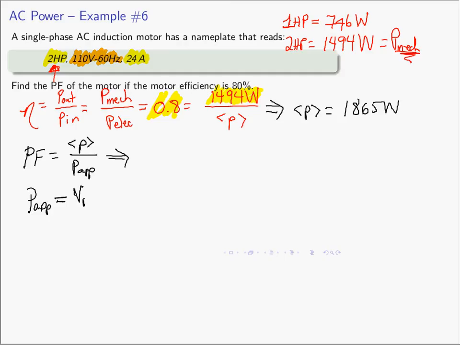Apparent power is V RMS times I RMS. And we see, of course, this is an AC motor, so you can assume that all of these values are RMS values because it is an AC motor. So the RMS voltage is 110 volts, the RMS current is 24 amperes, and so the apparent power in this case is going to be 2,640 watts.